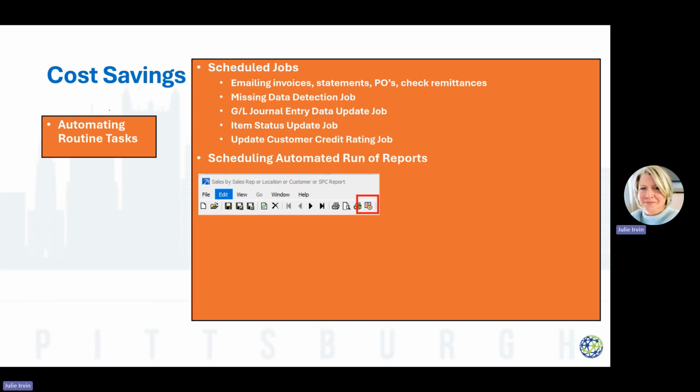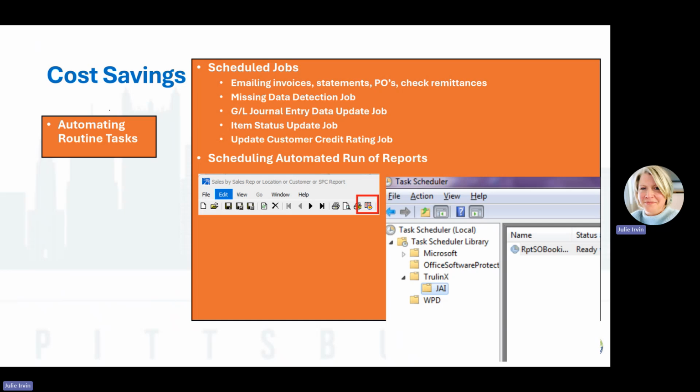I have a help document attached to this session in Eventify that details how to do this, but here's the gist. You're going to click on this icon on the particular report you want to automate, and you're going to tell it the frequency that you want to run this report and the date to start doing that. And that's going to create a task in Windows Task Scheduler.